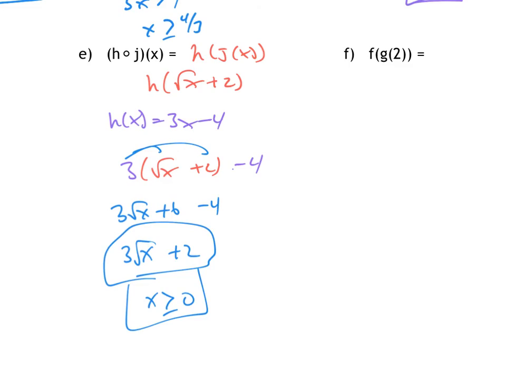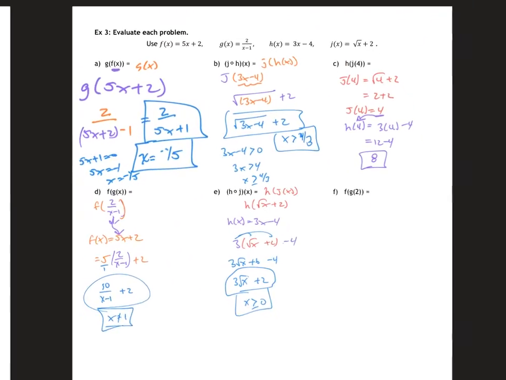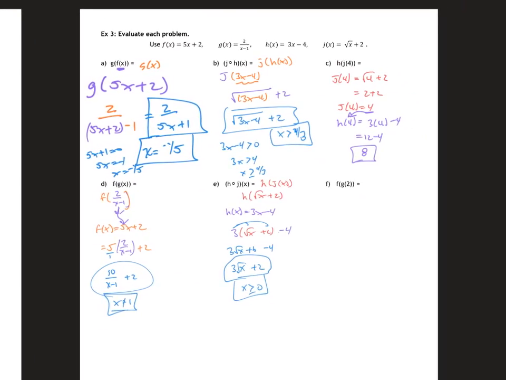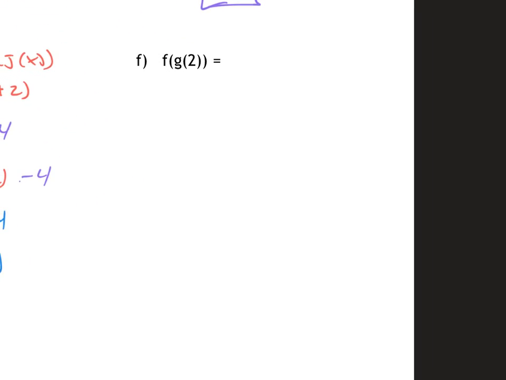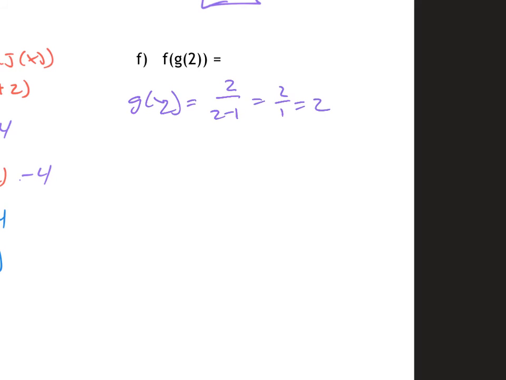All right, lastly, you see the compositions, they're backwards. They're not the same thing, so we can't just flip-flop them. That's the point of this. All right, g of 2, let's find this one first. That's a real bad 2, but it is what it is. So 2 over 2 minus 1, 2 over 1, which is 2.